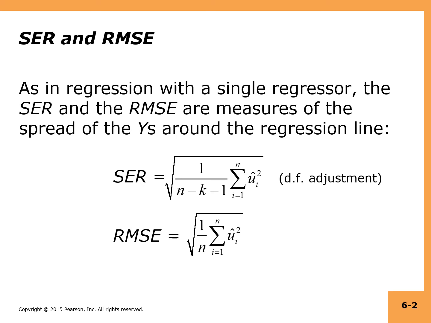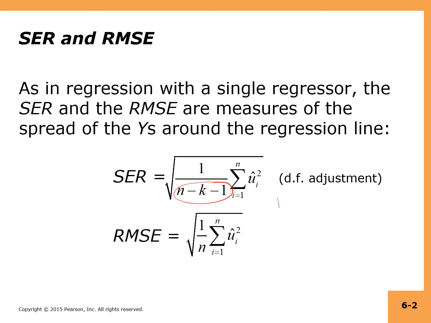They both measure the spread of the observed y's around the regression line. In other words, they measure the standard deviation of y around the regression line. The only difference between the simple linear regression model and the multiple regression model is that you're dividing by n minus k minus 1. In simple linear regression, we divide by n minus 2.